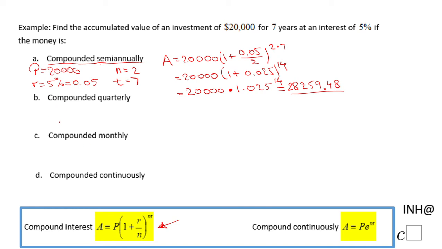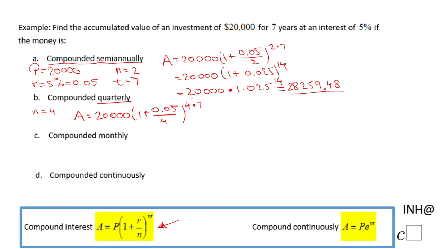But let's go to point B, where we have the same P, the same R, the same T. The only difference is N. N is 4 because it's compound quarterly. So the formula becomes A equals 20,000 times the quantity 1 plus 0.05 over 4 to the power of 4 times 7 now.